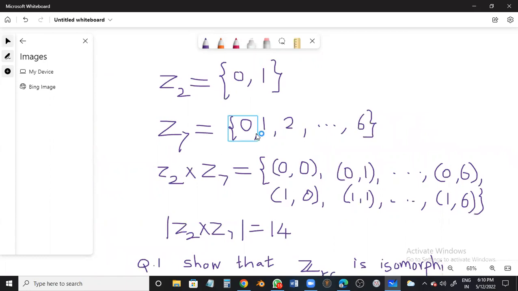What I mean to say is instead of 0, I can write it as 7 times 1. For 1, I'm writing 1 times 1. For 2, I will write 2 times 1. 3, I will write 3 times 1. And 6, I will write as 6 times 1. So every number in Z7, I'm able to write as some integer times 1. Do you agree?